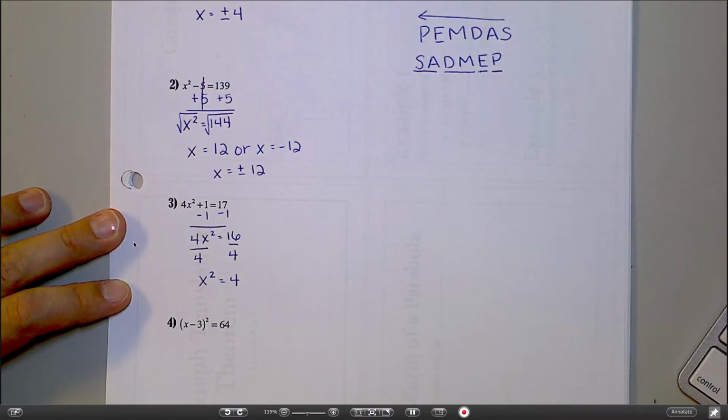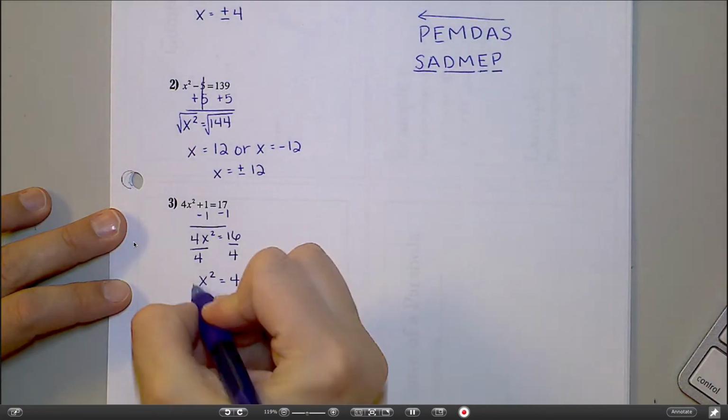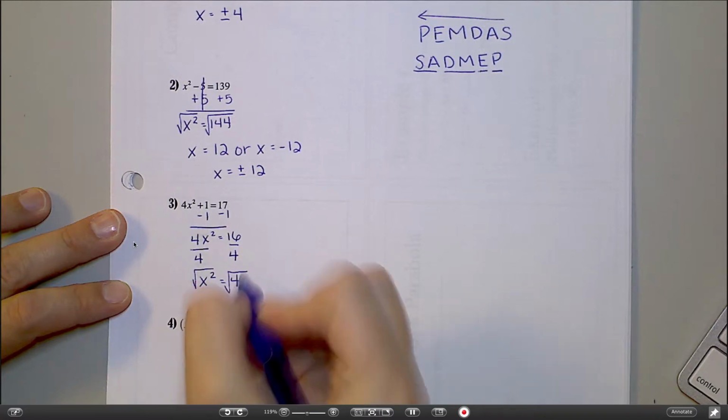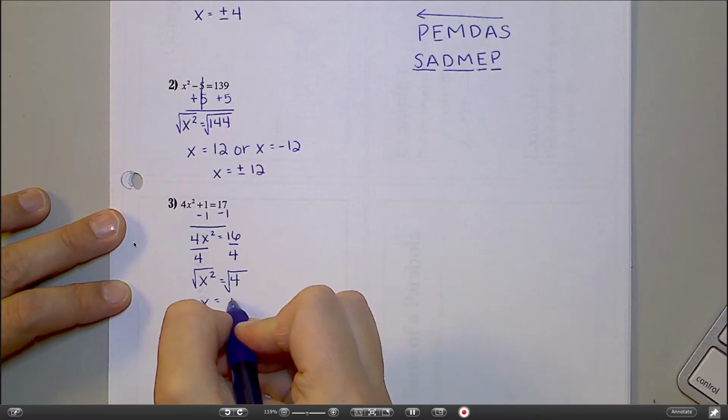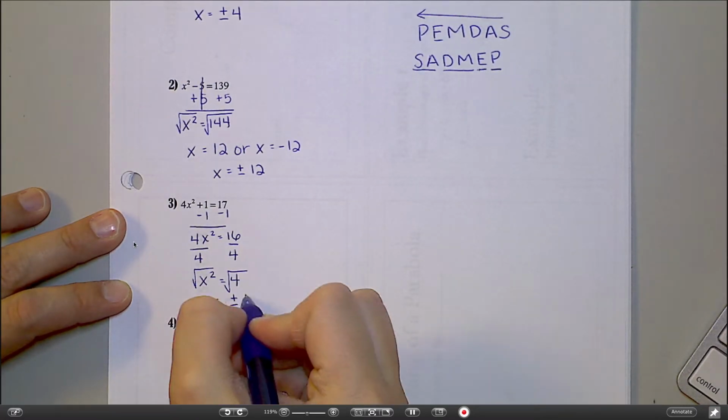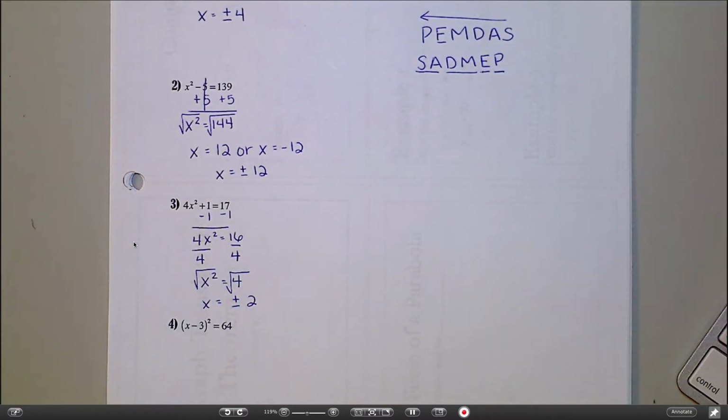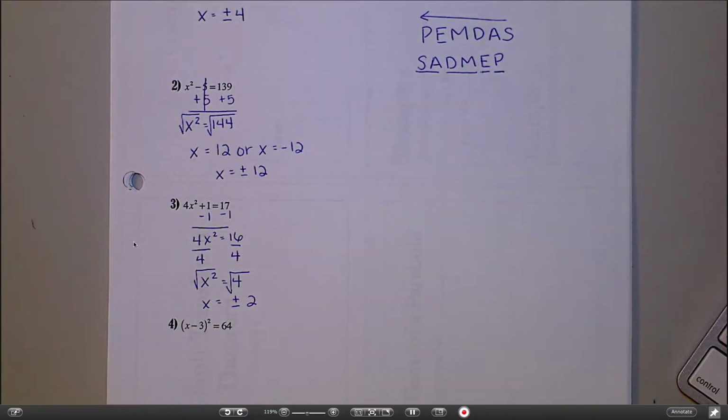And now I can take my square root, right? So take a square root, take a square root. x equals plus or minus 2. Don't forget the plus or minus. If you forget the plus or minus, half of your answer is missing. So you will lose half of your points.